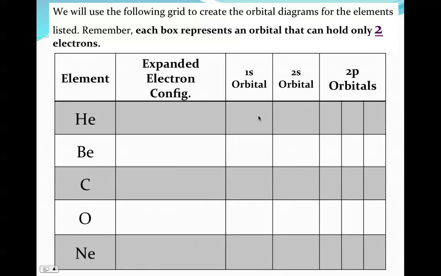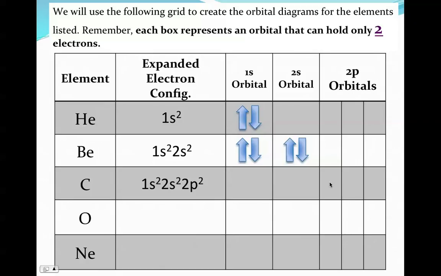All right, we're going to use the grid. Again, each box over here is going to represent an orbital. Remember, each box that represents an orbital can only hold 2 electrons. So our expanded sublevel configuration for helium is 1s2. That means we have 2 electrons in the 1s orbital, so we're going to place them with opposite spins. Beryllium has 1s2, 2s2. So again, 2 electrons are going to go in 1s with opposite spins, and the other 2 will go into 2s.